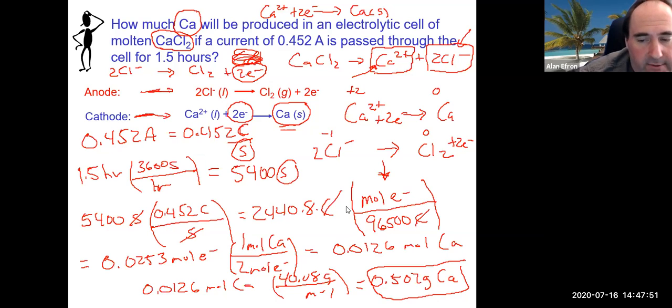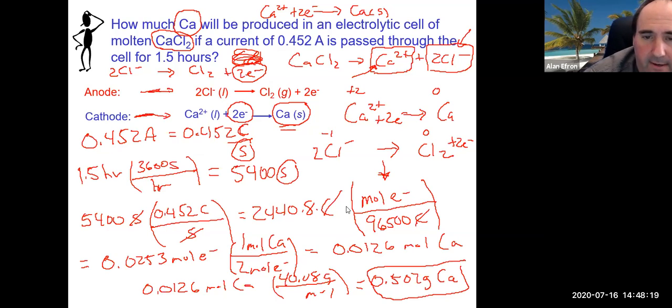We could also do the exact same thing for the chlorine. If I want to know how many grams of chlorine would come out, the only difference is right here, this would be 2 moles of electrons and 1 mole of chlorine gas. And probably at that point, you might use something like the ideal gas law and figure out the volume of chlorine gas, or you could use the molar mass to figure out the grams of it. Any questions on that?